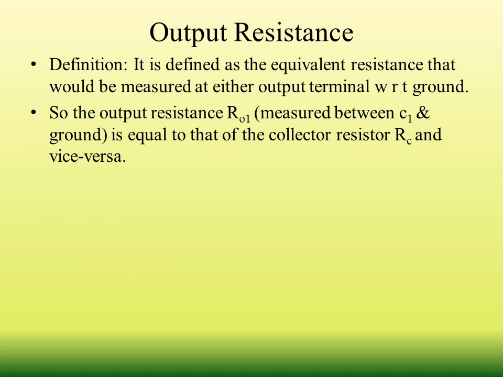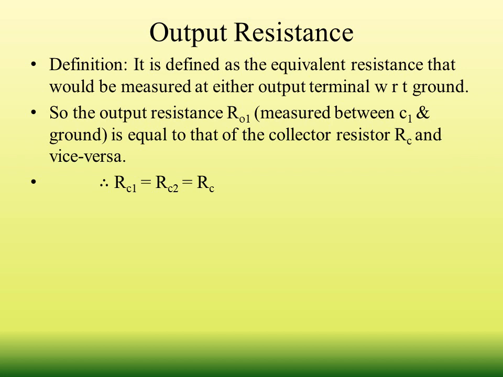So the output resistance Ro1, what will be Ro1? It will be measured between C1 and ground. This we have already calculated. What was it? It was equal to the collector resistor RC. Initially we had calculated it. So Ro1 is equal to Ro2 is equal to RC. This is the output resistance.